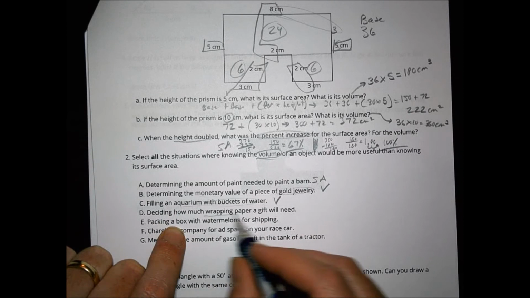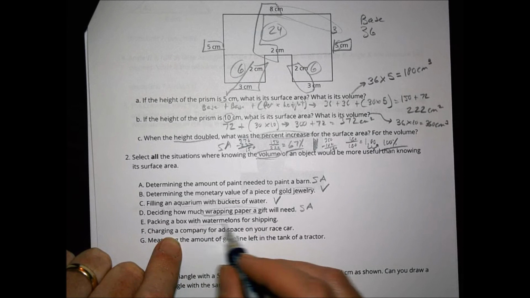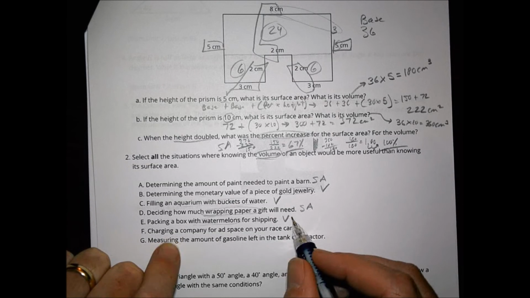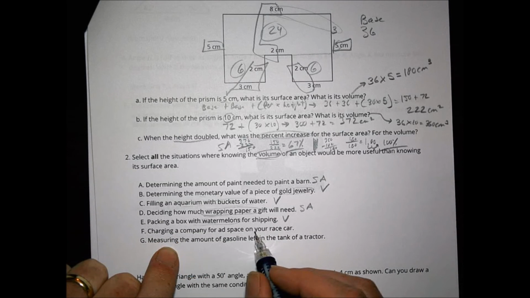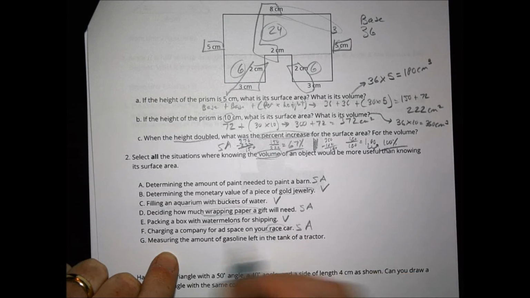Wrapping paper, going around something, is surface area. Packing watermelons for shipping, that's a volume. Charging a company for ad space on your race car, you're wrapping it up, that's surface area. And measuring gasoline left in the tank of a tractor is volume.